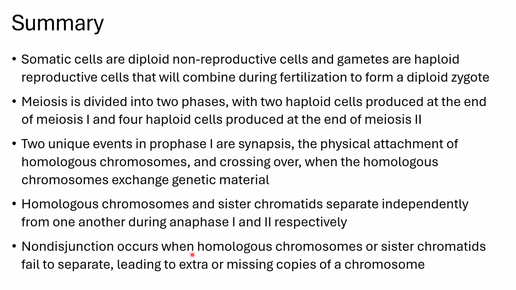Non-disjunction is an error that occurs when the homologous chromosomes, or sister chromatids, fail to separate properly, and this leads to extra or missing copies of chromosomes. In the next lecture, we will begin discussing genetics and how genes are inherited.